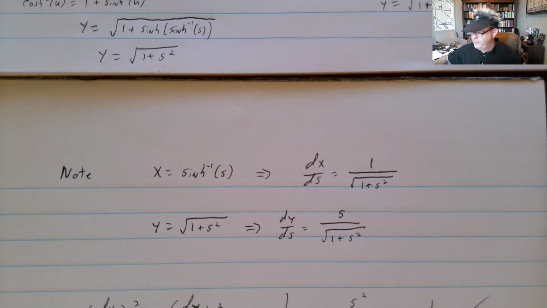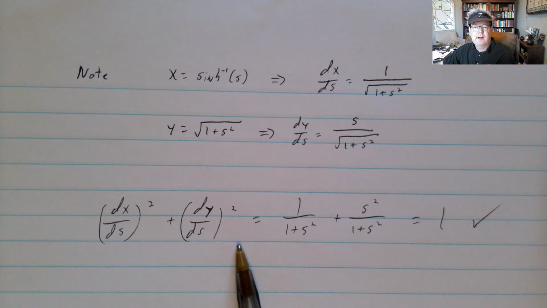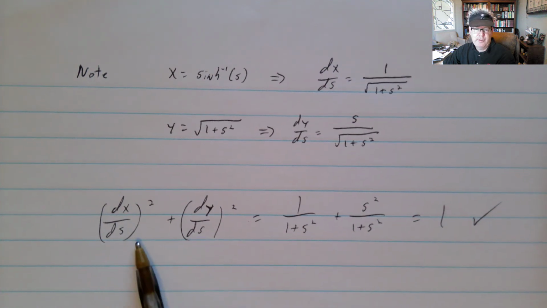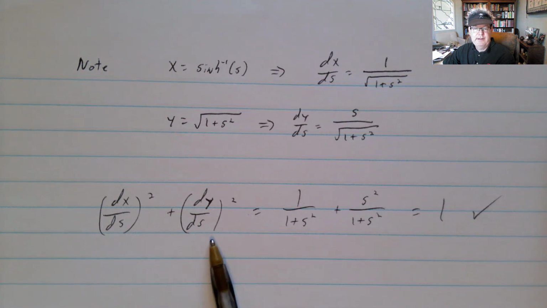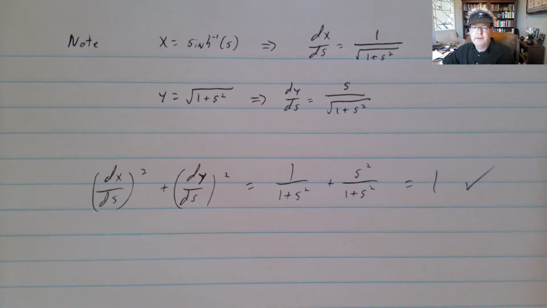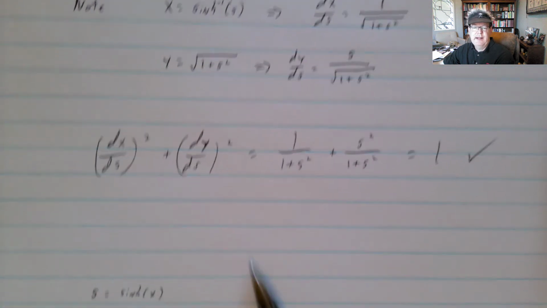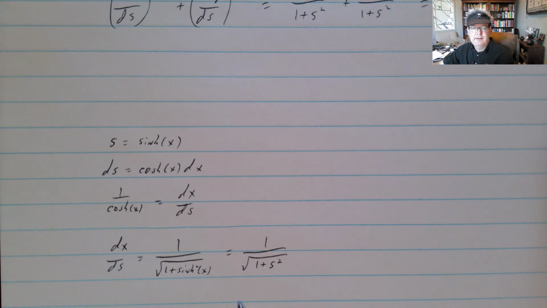Note that with that parameterization, dx/ds and dy/ds will have magnitude 1. If I take the square root of (dx/ds) squared plus (dy/ds) squared, it's the square root of 1. So it means you're moving at unit speed. So you have to know how to differentiate that. Actually have that work, but won't worry about it.